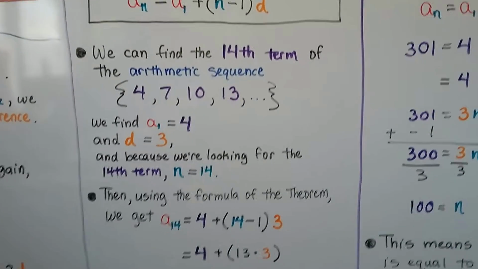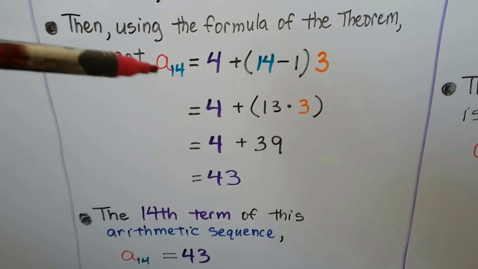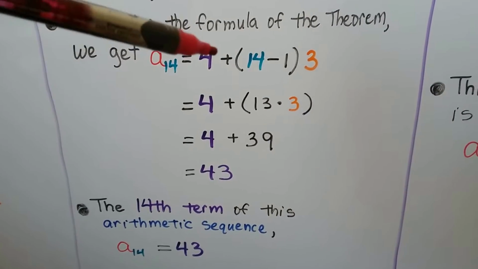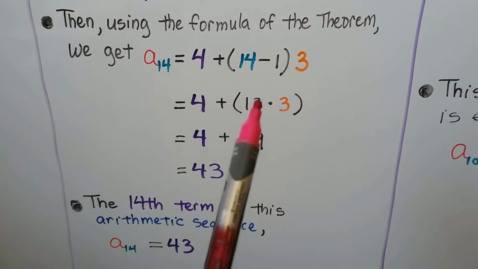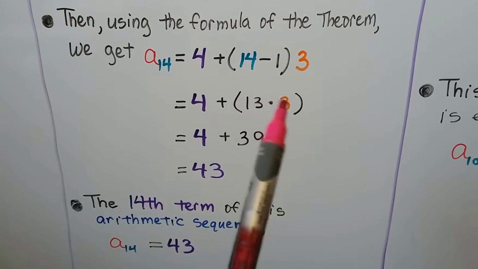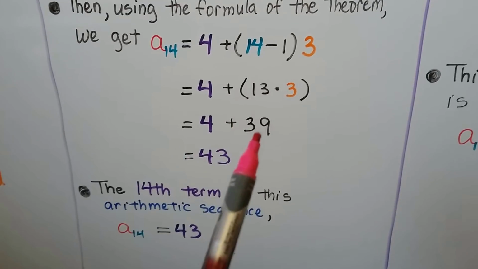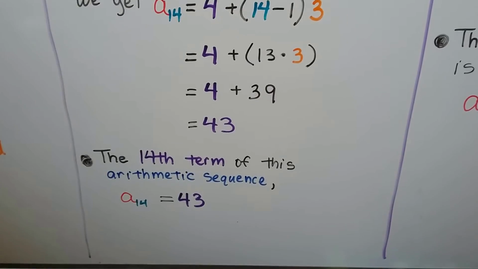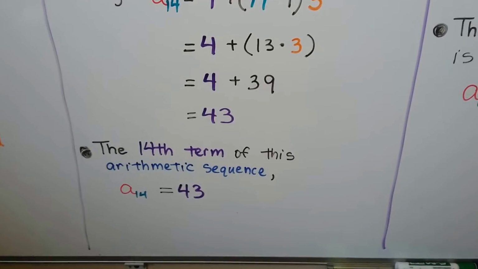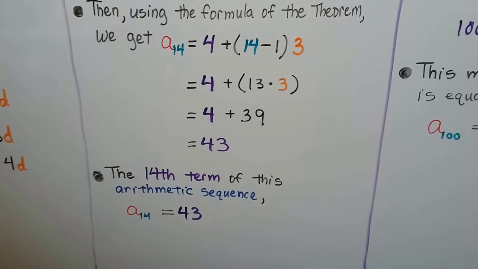And using the formula of the theorem, we get this. We've got a sub 14 is equal to 4 plus 14 minus 1 times 3. That gives us a 13 times 3, doesn't it? We add 4 plus 39 and get 43. So we know the 14th term of this arithmetic sequence is 43. Okay? Let me back up so you can take a look at that again.